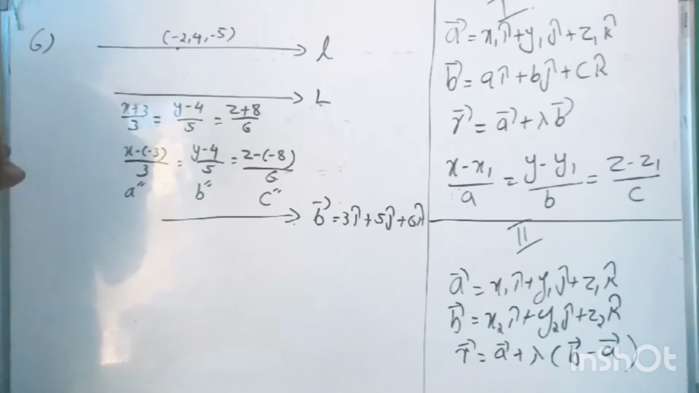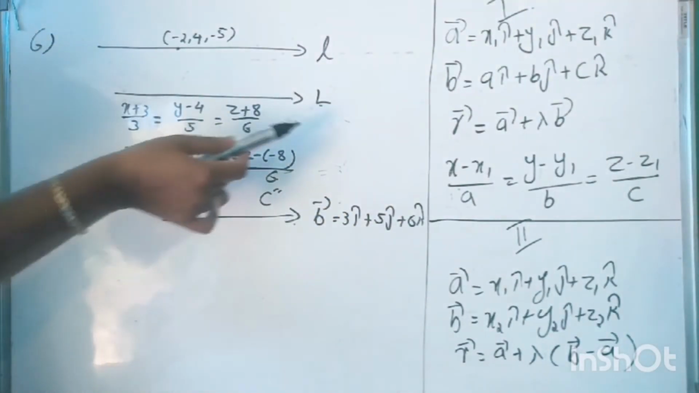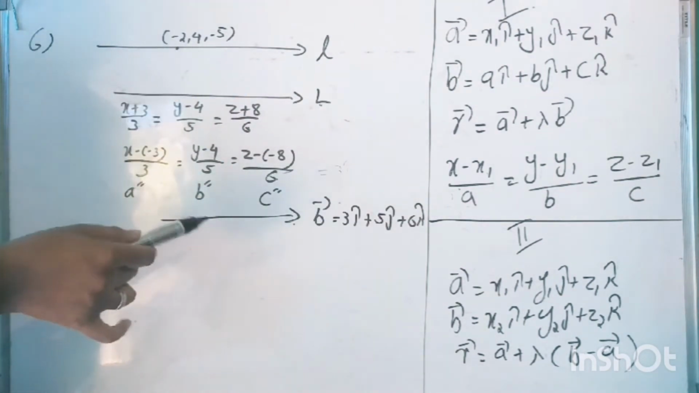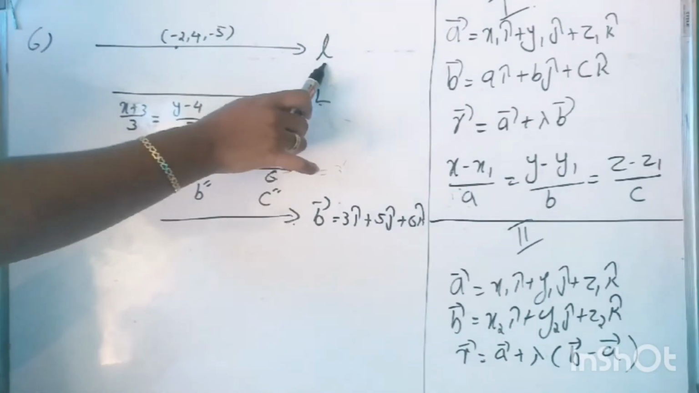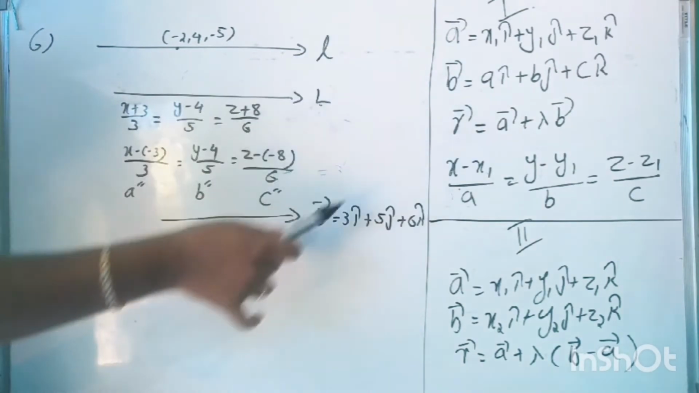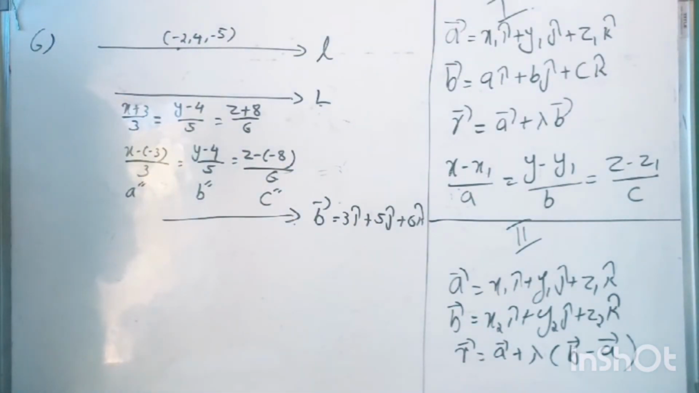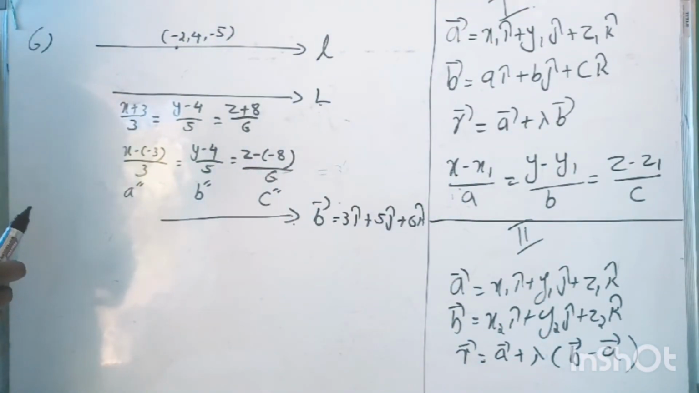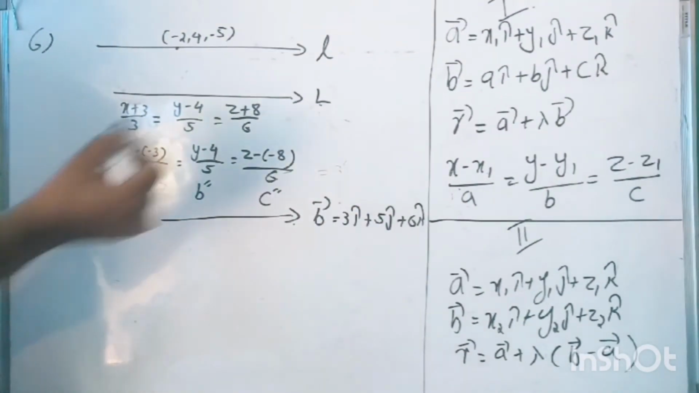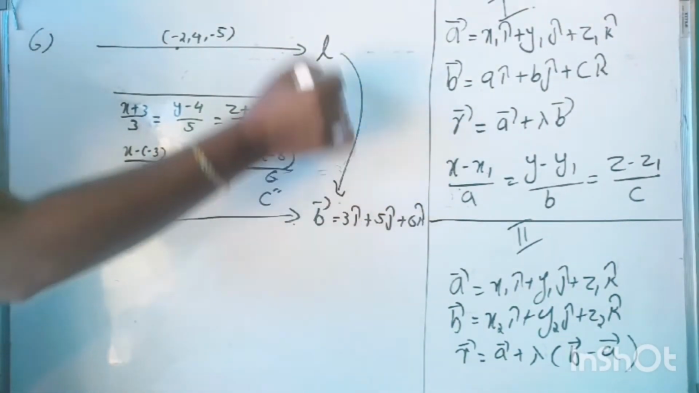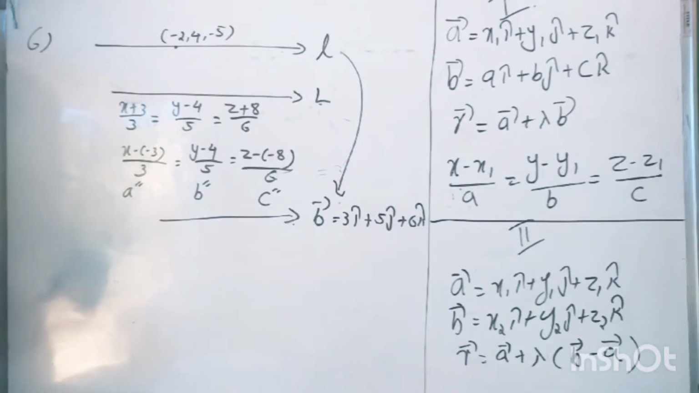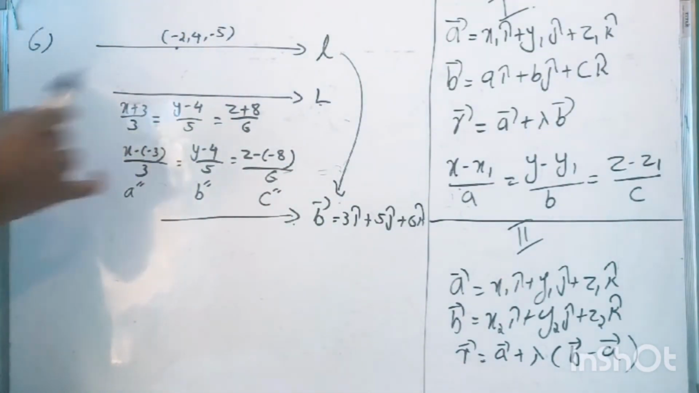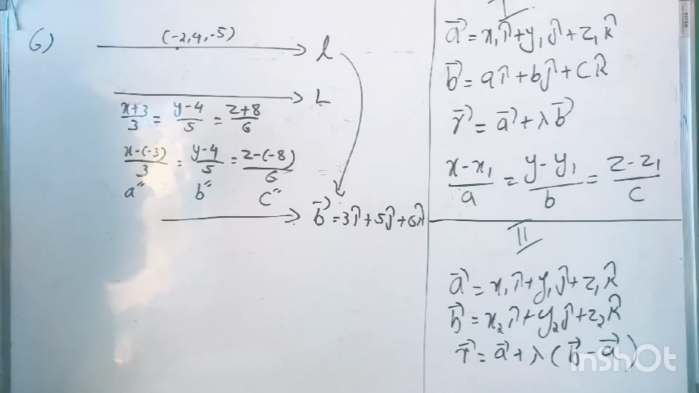Since this capital letter L is in that first form, corresponding to this capital letter L we can find one parallel vector, that is our B vector. So small letter l is parallel to capital L, which is parallel to B vector. That means small letter l and this B vector are parallel. So we got one parallel vector and a point on the line.